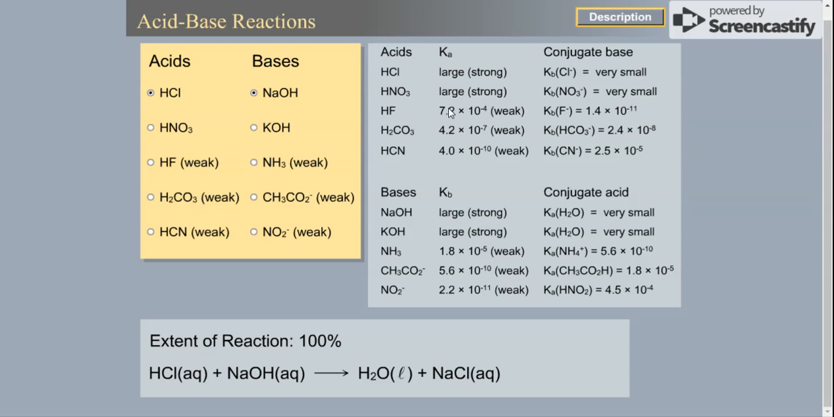Then with weak acids, the weaker the acid, the bigger the Kb. The smaller the Ka, the bigger the Kb. So the more likely that the anion of a weak acid will hydrolyze with water.